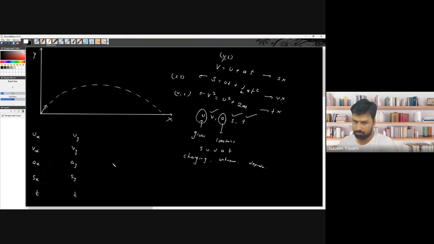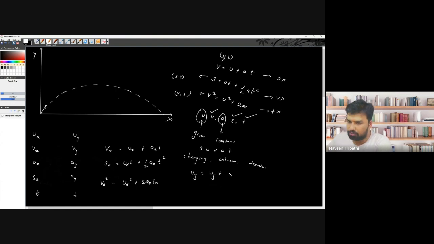What do I mean by this? I'll write it. See, velocity in x is equal to initial velocity in x plus a_x times t. Displacement in x is initial velocity in x times t plus half acceleration in x times t squared. And final velocity squared in x is initial velocity in x squared plus 2 a_x s_x.